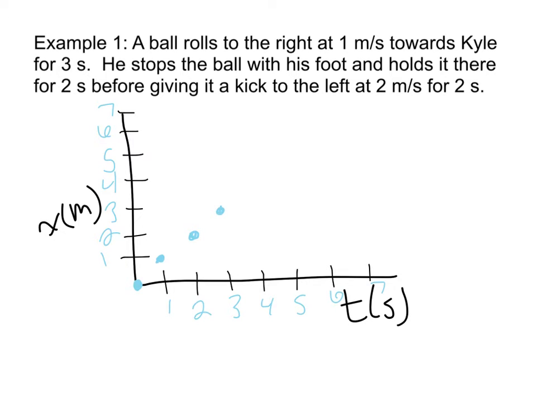He stops the ball with his foot and holds it there for 2 seconds. So that means at 4 seconds it's still at 3 meters. For 5 seconds it's still at 3 meters. Before giving it a kick to the left at 2 meters per second for 2 seconds. So we go from 3 to 1. We go from 1 down to -1 at 7 seconds. So it's going to be somewhere around there. It is okay to go negative. And then we connect the dots.